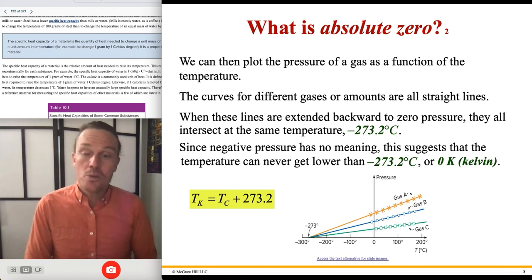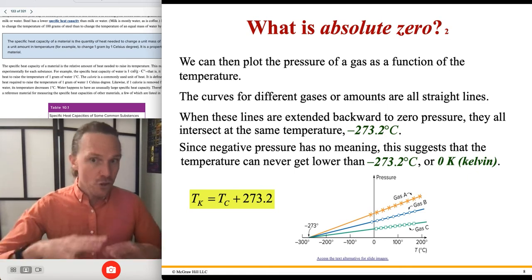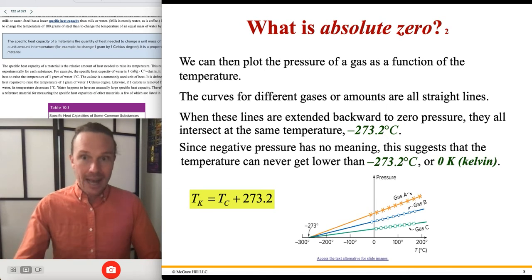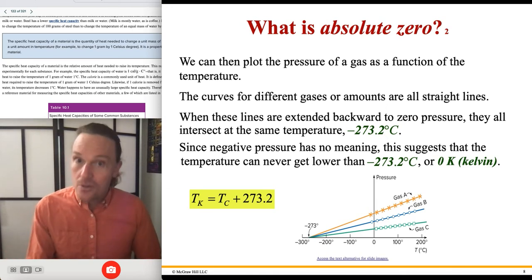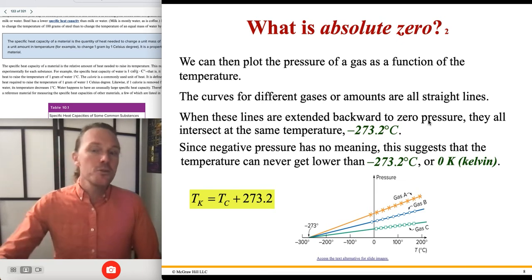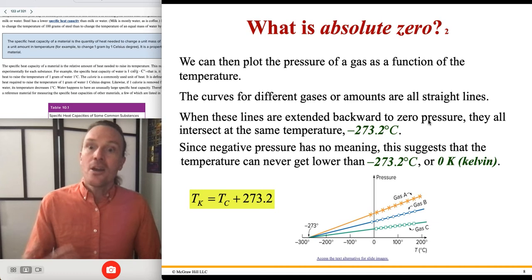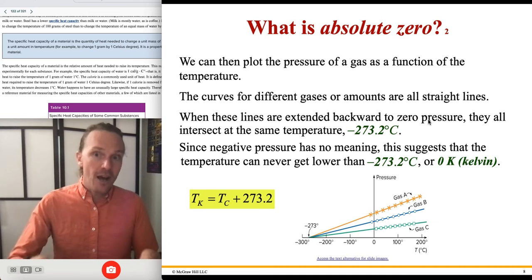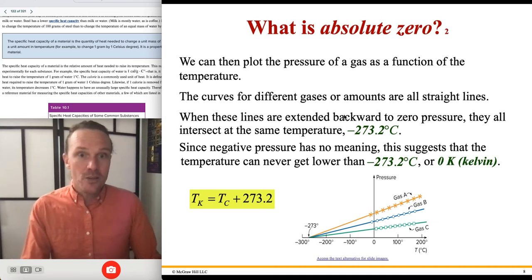So maybe that's the idea of absolute zero: you can get closer and closer to it, but never quite reach that idealized state of no pressure, which would mean no motion of the atoms that make up the gas. And the value in Celsius is negative 273.2. So obviously that doesn't work. We need a temperature scale that makes it obvious that this number is special, because otherwise it just looks like a mashup of numbers.